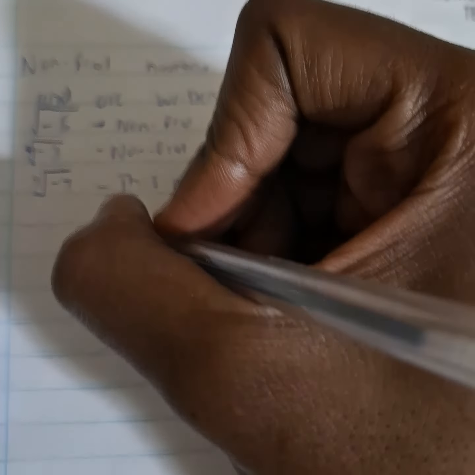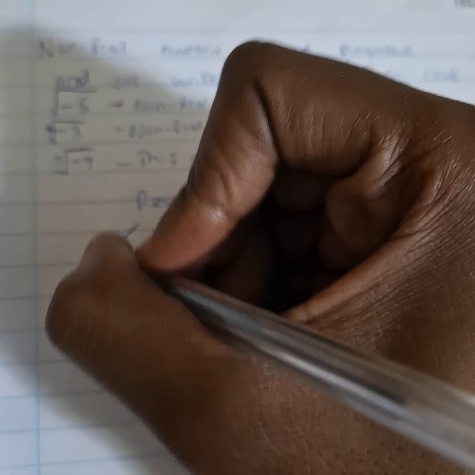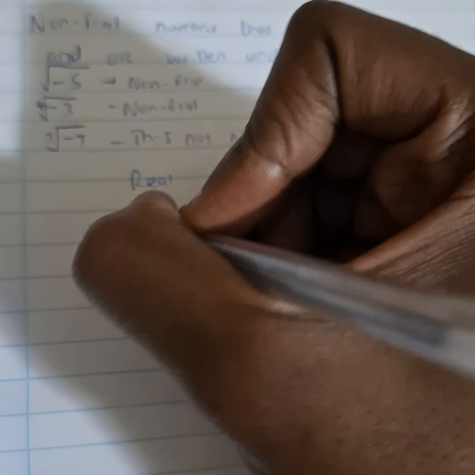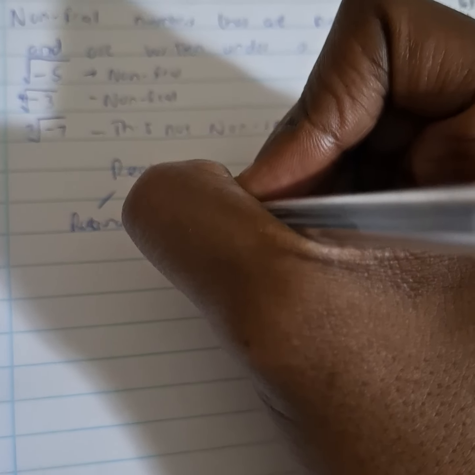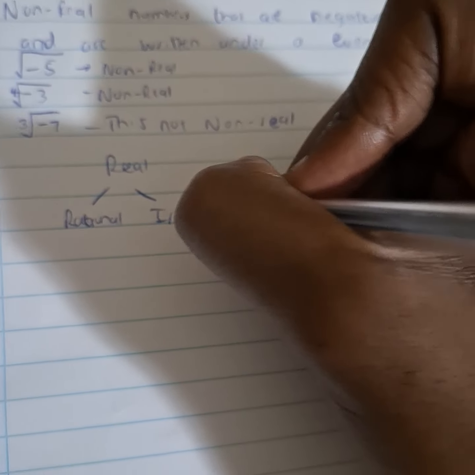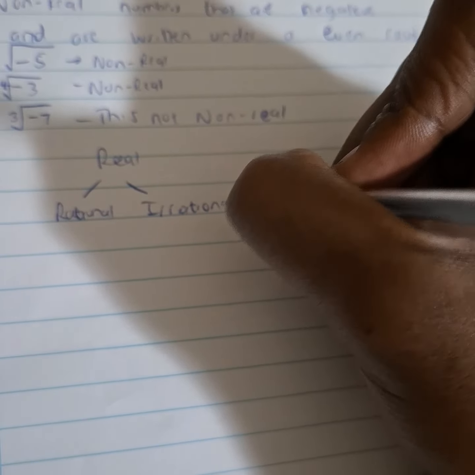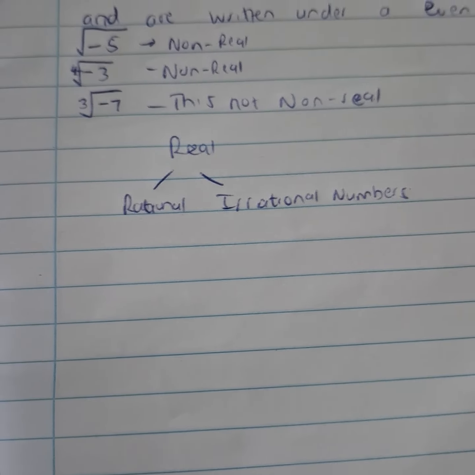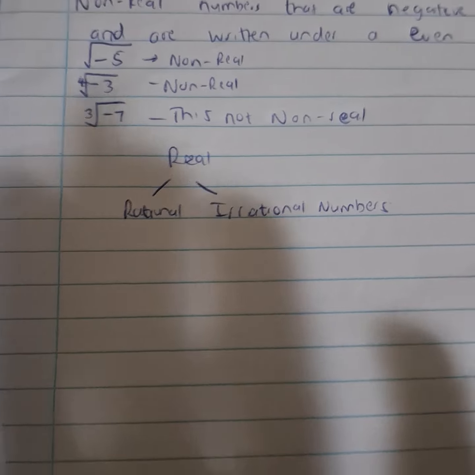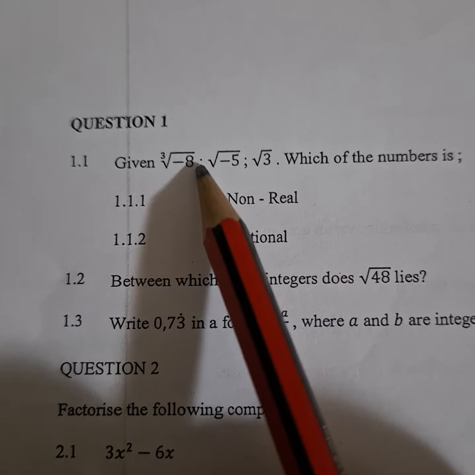And your real number system consists of rational numbers and irrational numbers. Okay, so hopefully that makes a lot of sense for all of us and gives us a bit of direction. So let's come here.